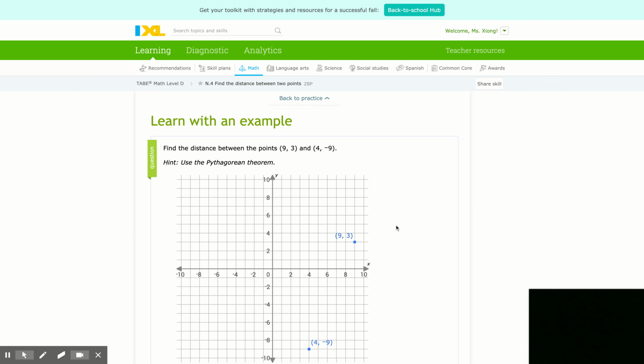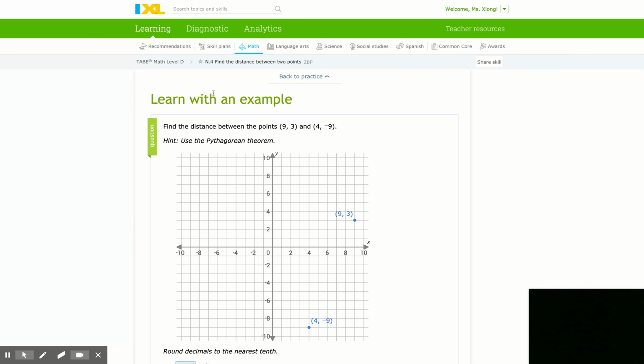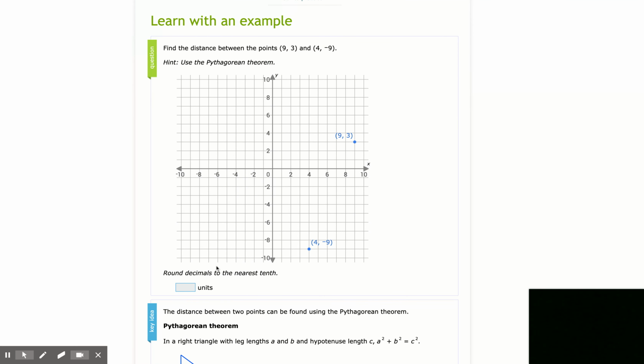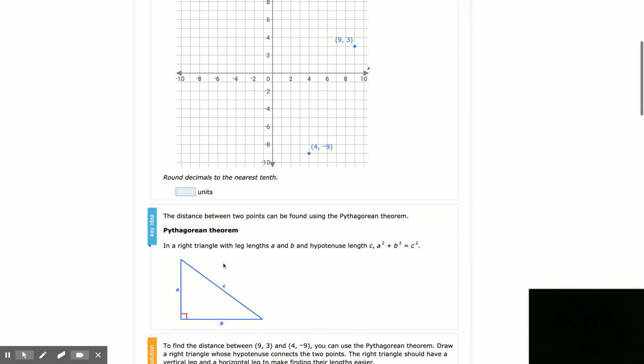All right, good morning, class. Today we're going to find the distance between 2 points, okay? And we're going to use the Pythagorean theorem to help us solve this.